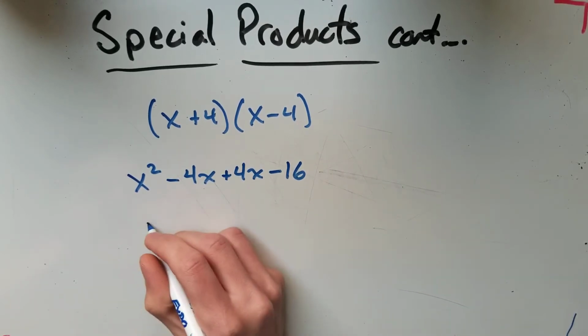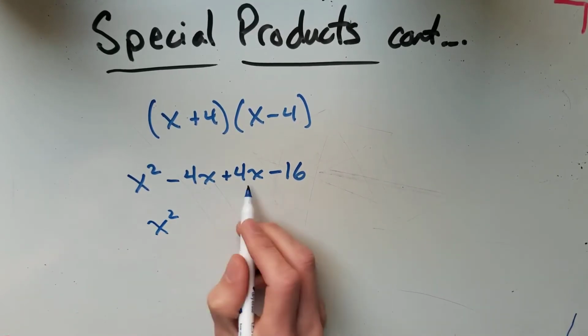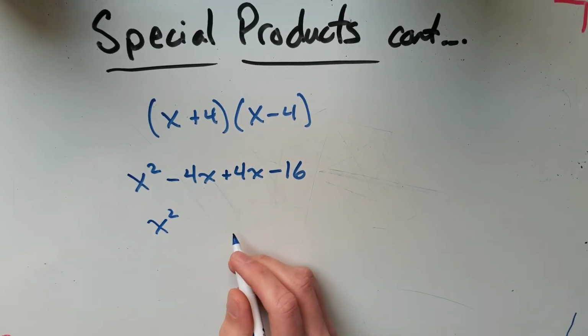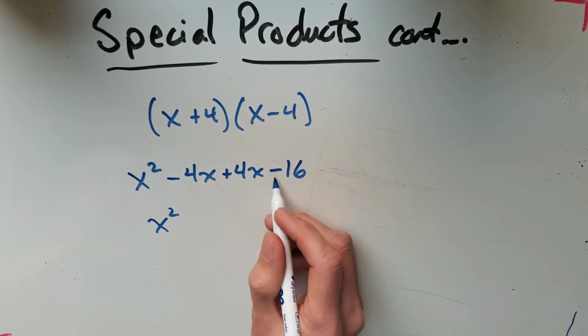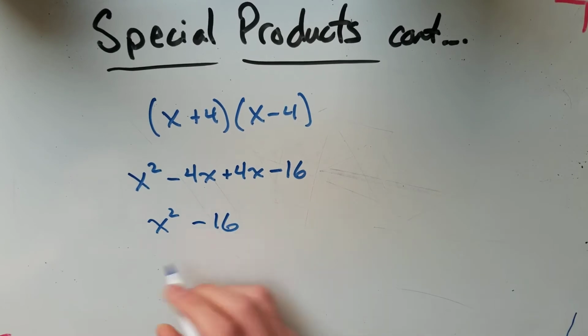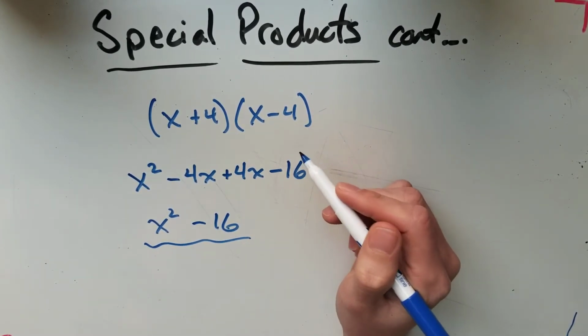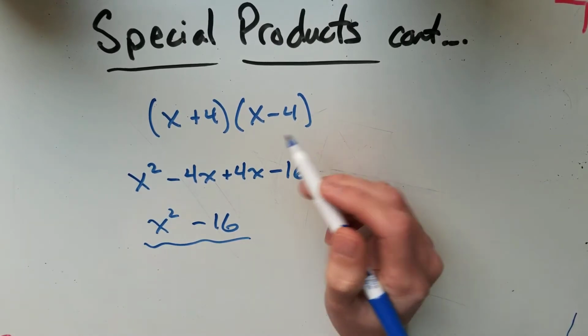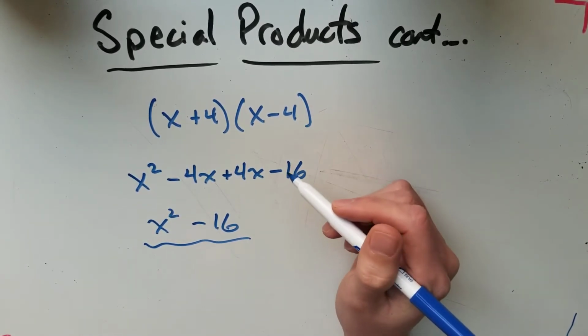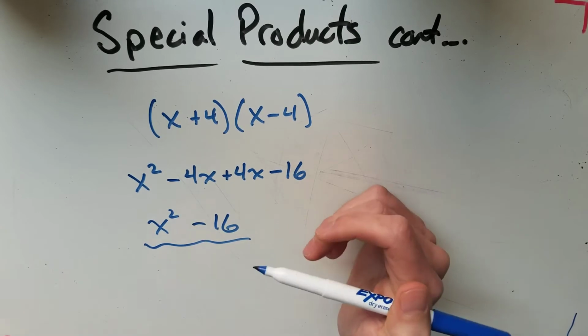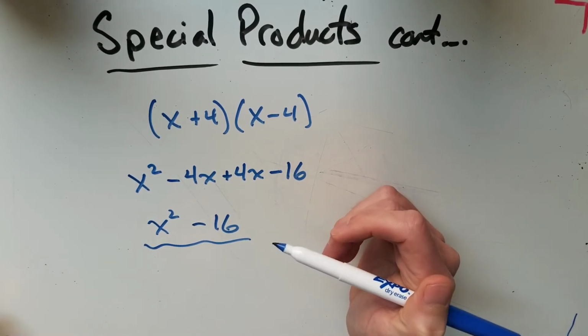Go ahead and simplify, x squared. Notice these two middle terms cancel each other out, so they're gone, and we have minus 16. So this would be the simplified version of x plus 4 times x minus 4. Now it's simple enough to multiply that out, but looking for a pattern, again, is going to be really important when we get into future topics.